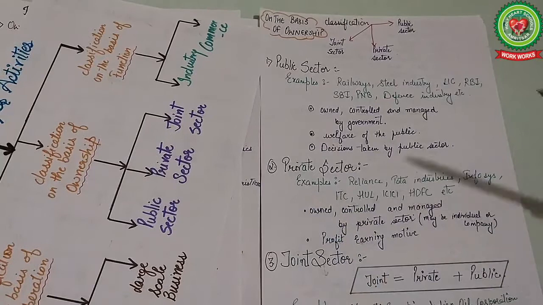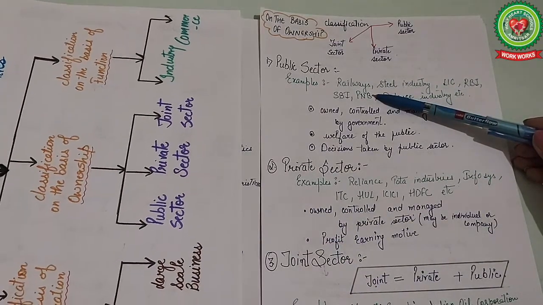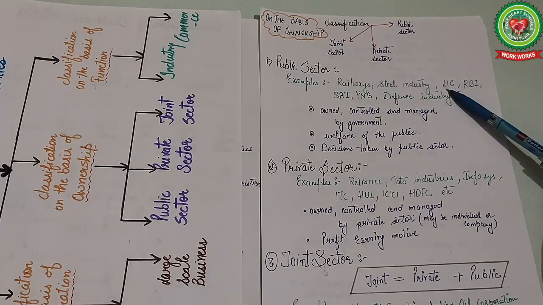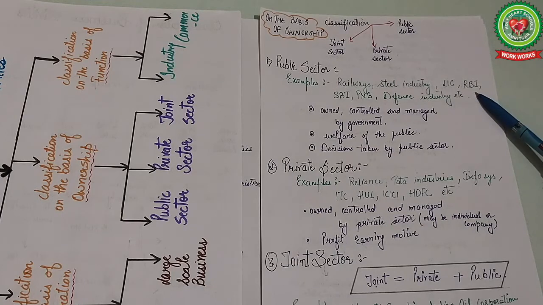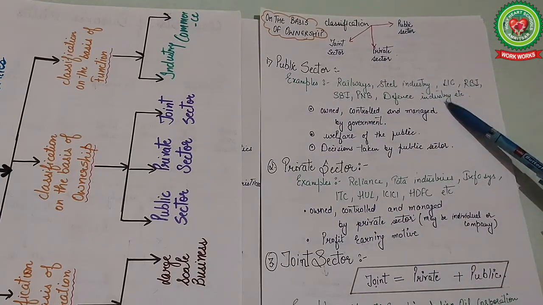It includes, first, the public sector. I'll give you examples of the public sector, like railways, steel industry, Life Insurance Corporation, Reserve Bank of India, SBI, PNB, defense industries. What are these?